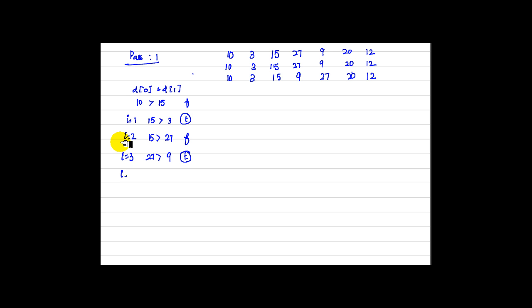Now i gets incremented to 4. We check at the fourth position: is 27 greater than 20? The condition is true, hence we have a swap between 27 and 20. Only the 27 and 20 elements get interchanged. Now we have i equal to 5. We check whether 27 is greater than 12. It is true, and since it is true, we have the swap condition.